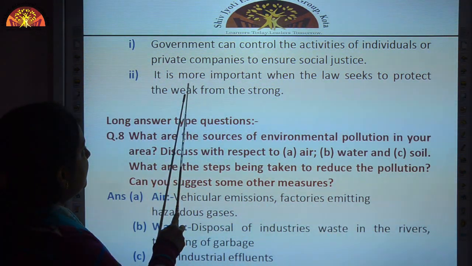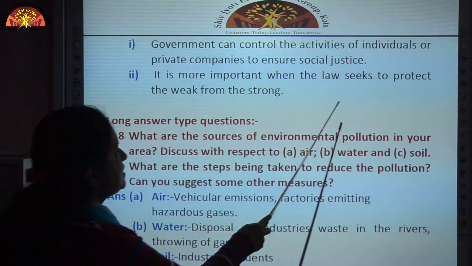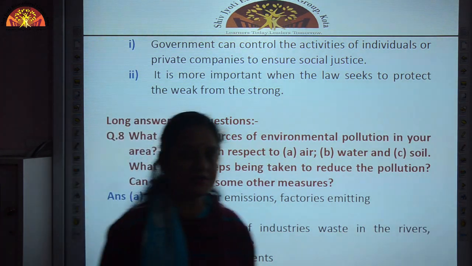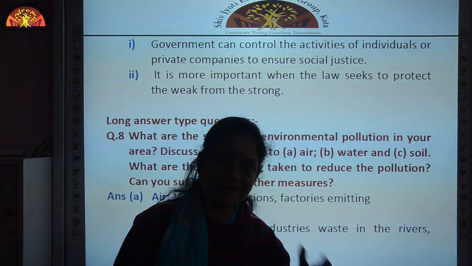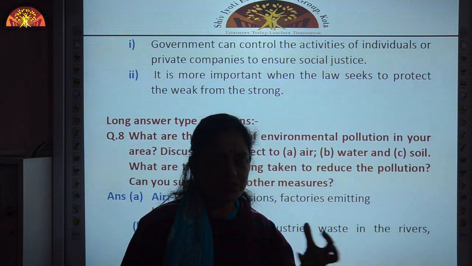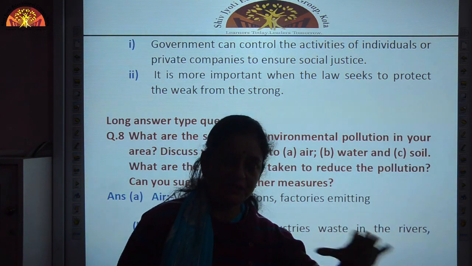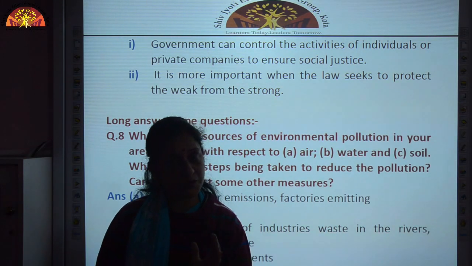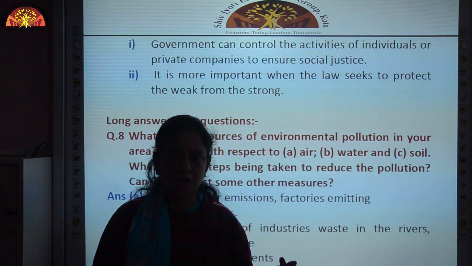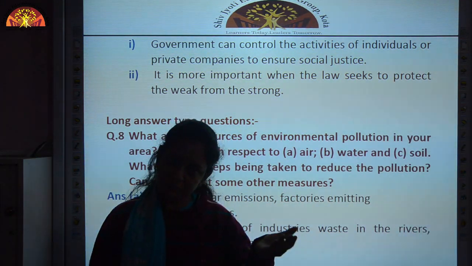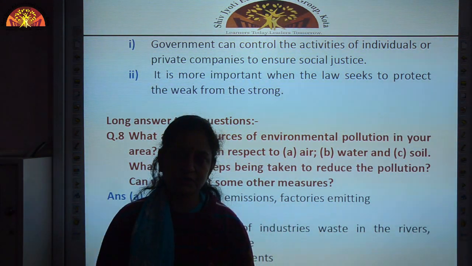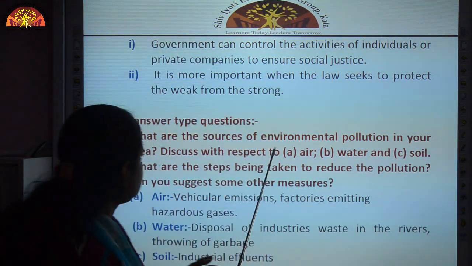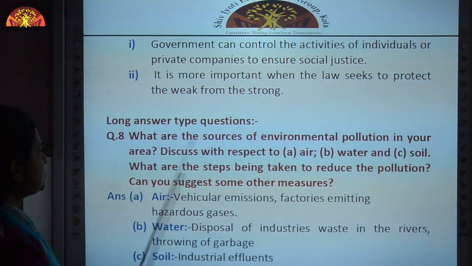Number 2, it is important when the law seeks to protect the weak from the strong. It is a very important point. Laws are made to protect the weaker section from the stronger ones, because the strong section always tries to exploit the weak section in some way, and the weak section, because they are illiterate, unemployed, and afraid, are ready to work on minimum wages and also bear their exploitation.